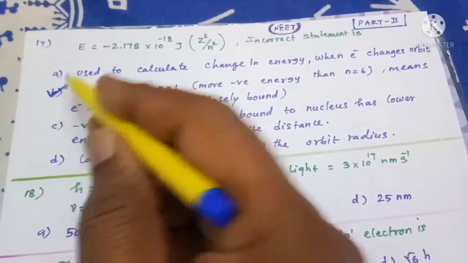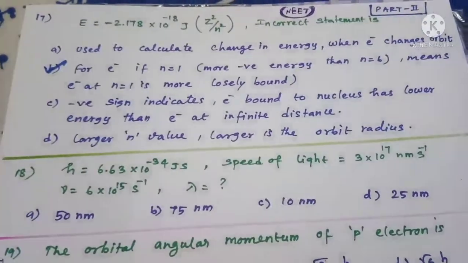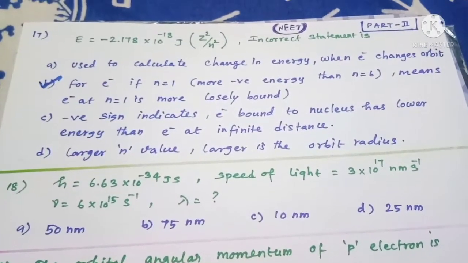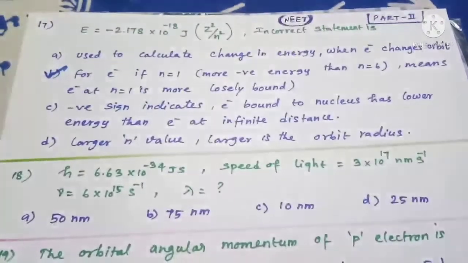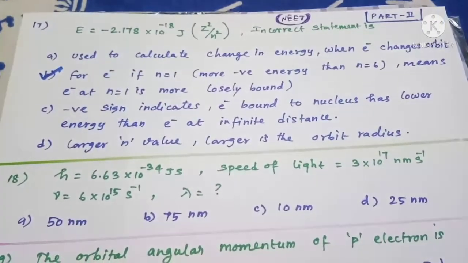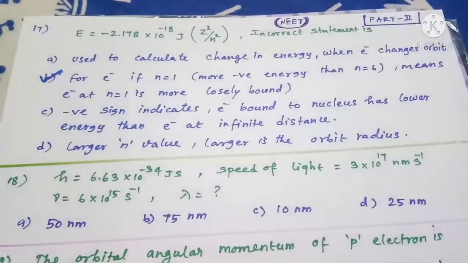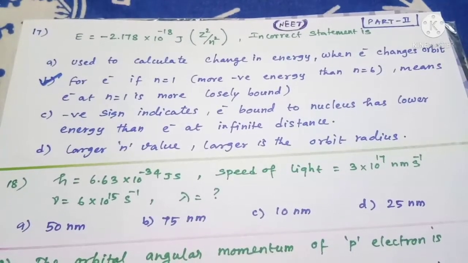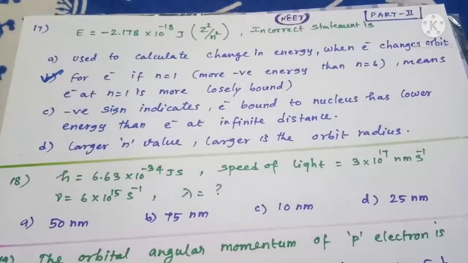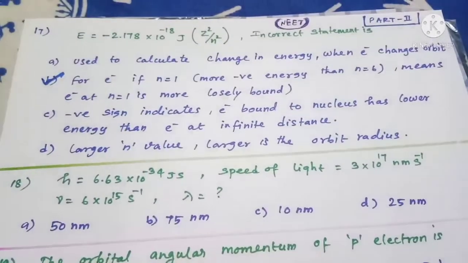Look at the other two also. Option C: the negative sign in the energy of an electron indicates that an electron bound to the nucleus has lower energy than an electron at infinite distance. So that's the correct one. When you go away from the nucleus, the energy of the electron generally increases, isn't it? Right. Then option D: the larger the n value, the larger the radius of the orbit. When the principal quantum number increases, the radius of the orbit also increases. So option D is also right. So the incorrect statement regarding this energy formula is option B.